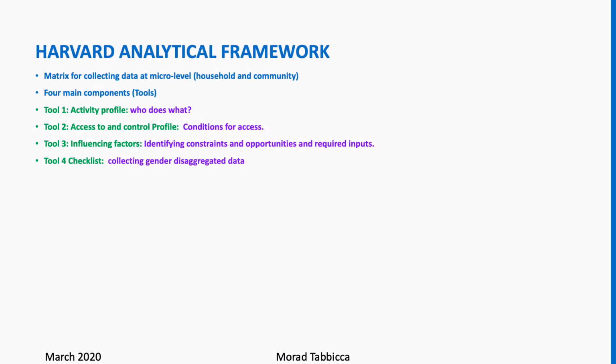Now, you realize that in every community, there are certain beliefs, norms, values that influence who does what and who has control over certain resources. So as a result, these things are influencing factors. So tool three looks at what are these influencing factors, what are the constraints, what are the opportunities, what are the required inputs. And then tool four is a checklist basically. And tool four has a series of questions that allow you to collect gender disaggregated data.